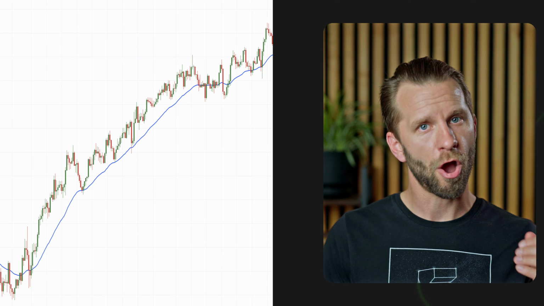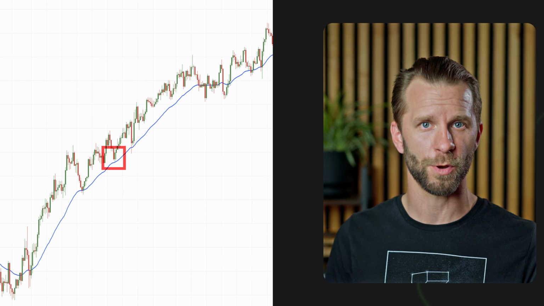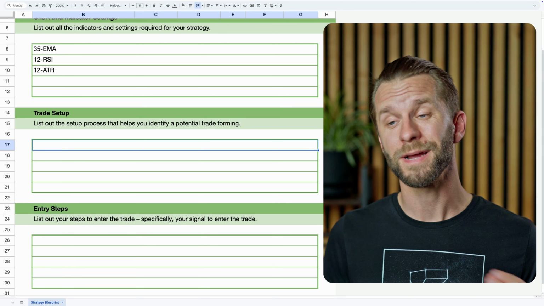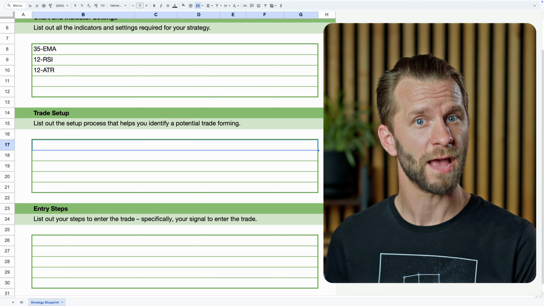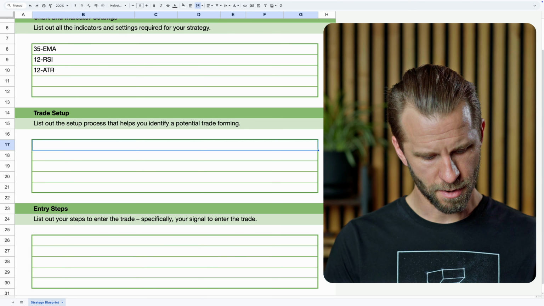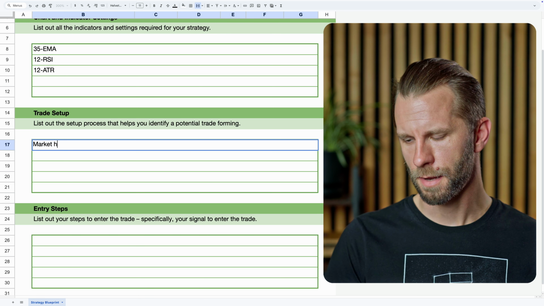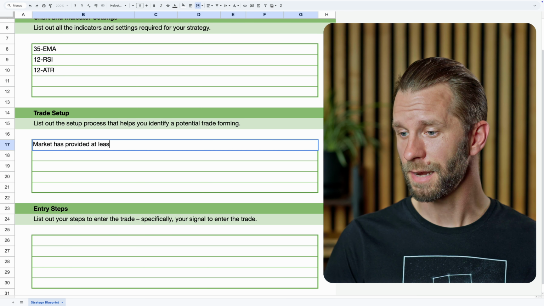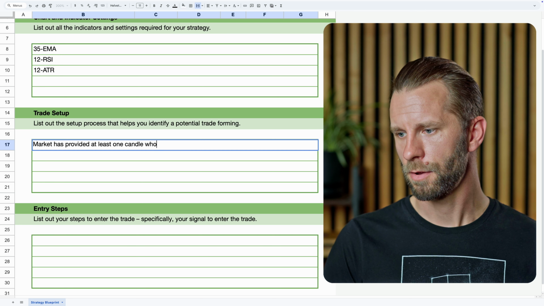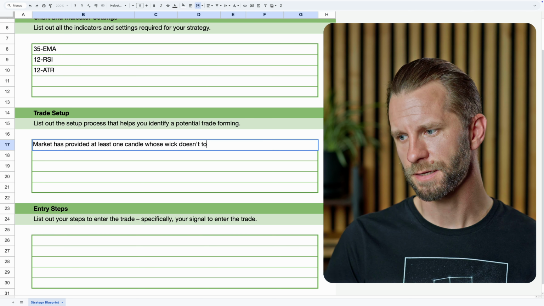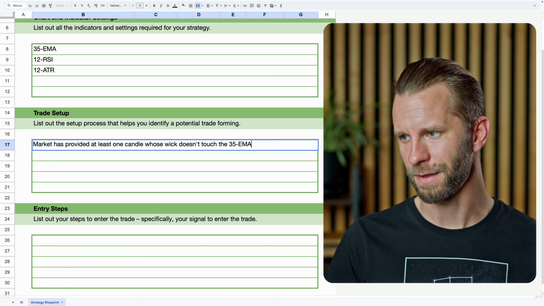To give you a basic idea of this strategy concept, I noticed that in a trending market, often the pullbacks would bounce off the 35 EMA. I wanted to understand why and figure out how to capitalize on it. So in order to identify a trade setup forming as it approached the 35 EMA, I would have to set some conditions. So these were: market has provided at least one candle whose wick doesn't touch the 35 EMA.